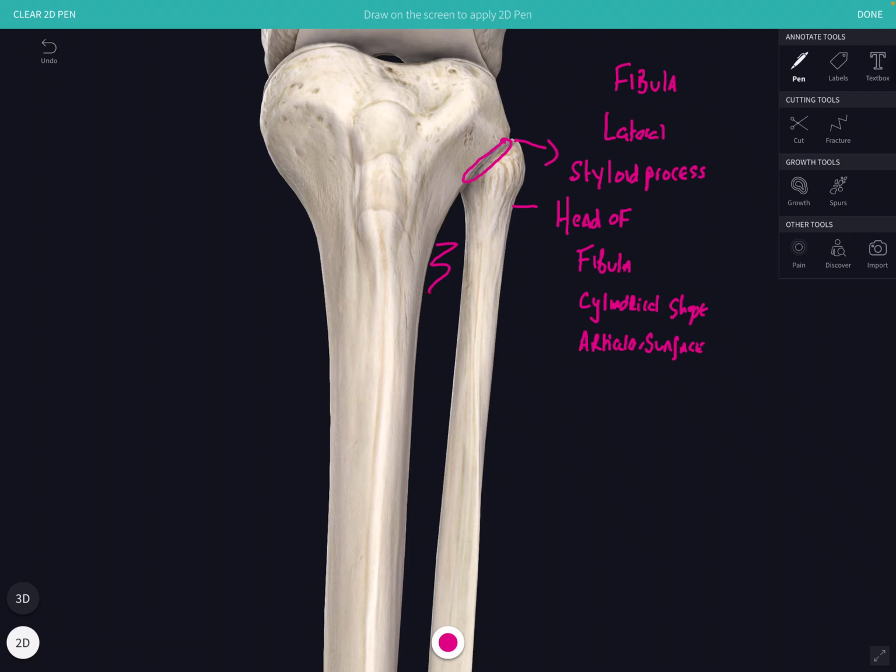Remember that this area in here contains the interosseous membrane. Now the actual shaft of the fibula is triangular in shape. So the shaft is generally triangular in shape, and it has a prominent interosseous border.